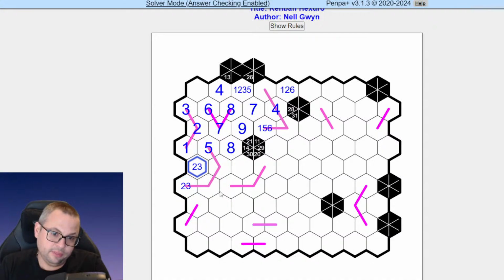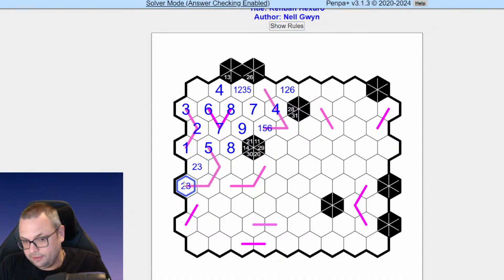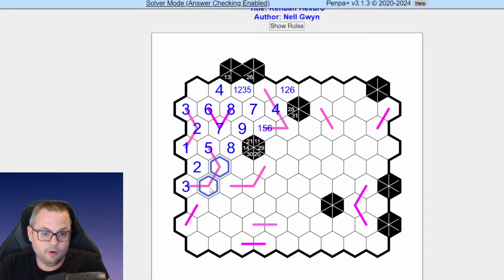And so if this were a 3, that would be a big problem, because then the 2 is on the Renban, 5 is on the Renban, but 3 isn't. That doesn't work. So this, in fact, has to be the 2. That's the 3. And these are 4 and 6 in some order.